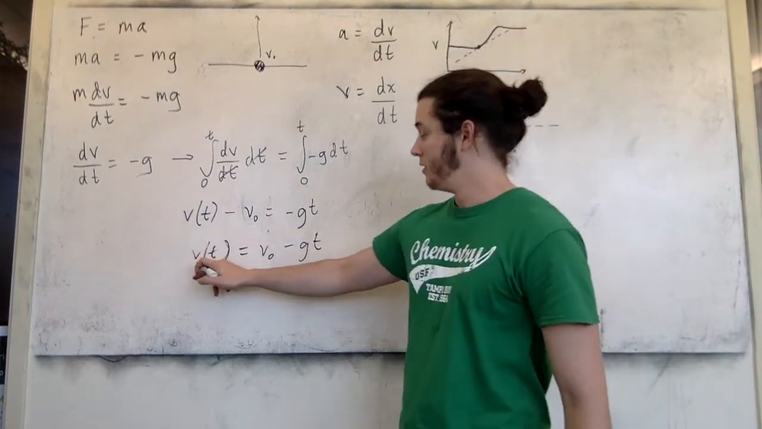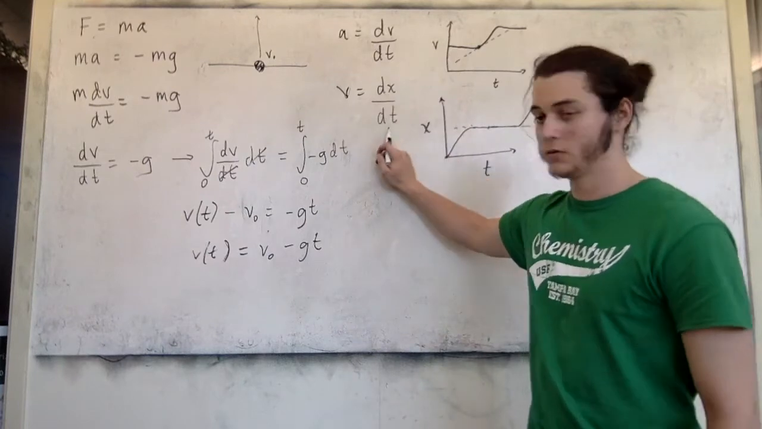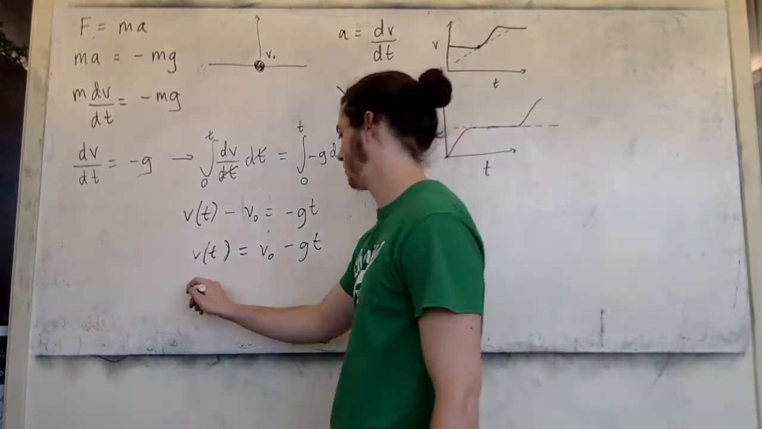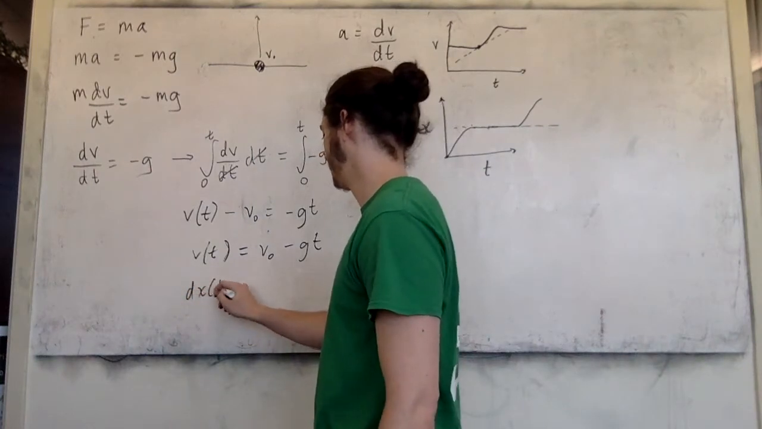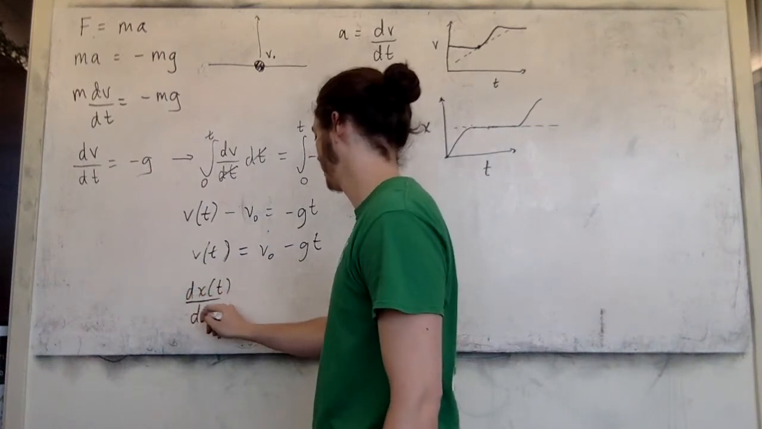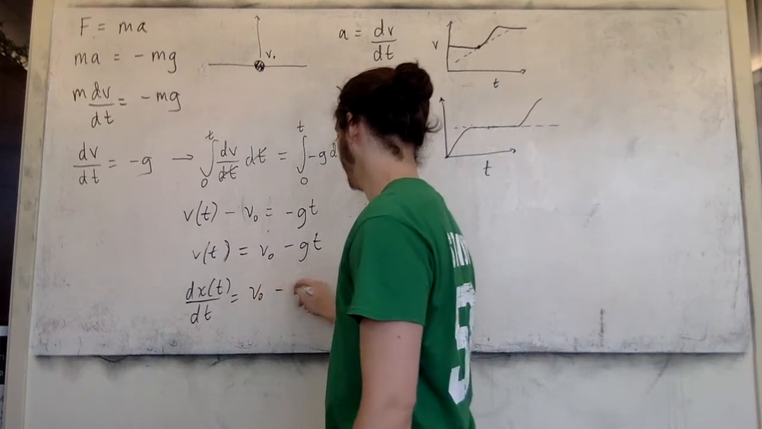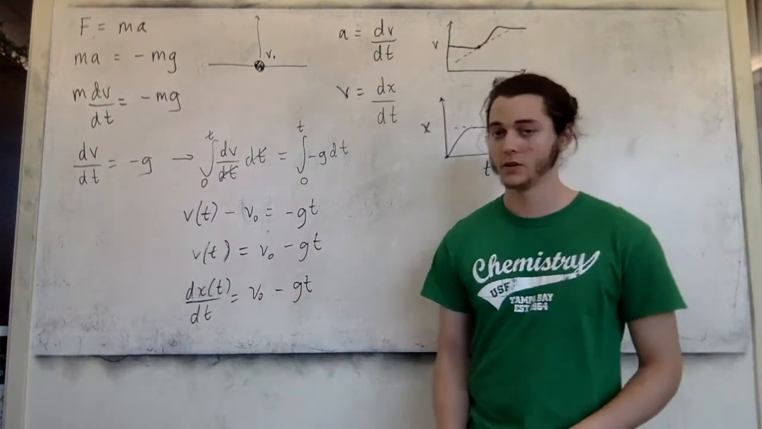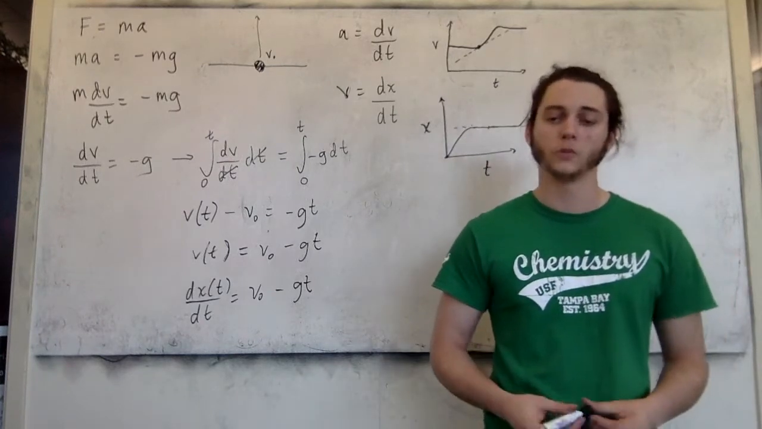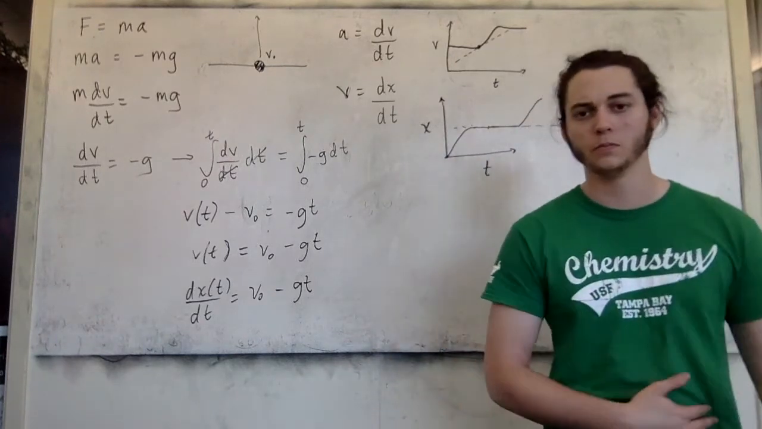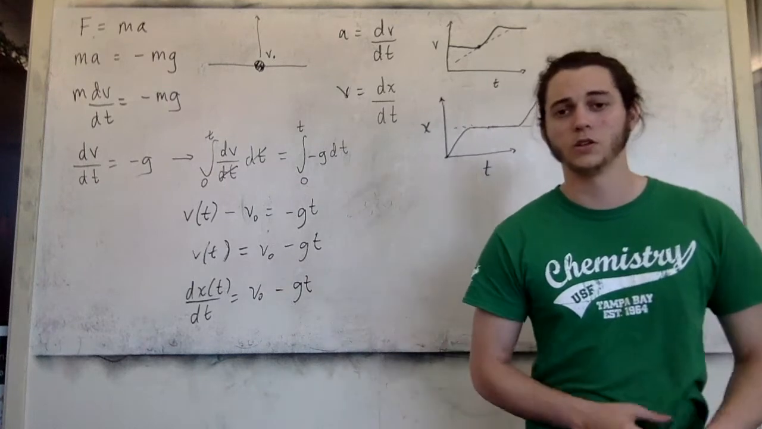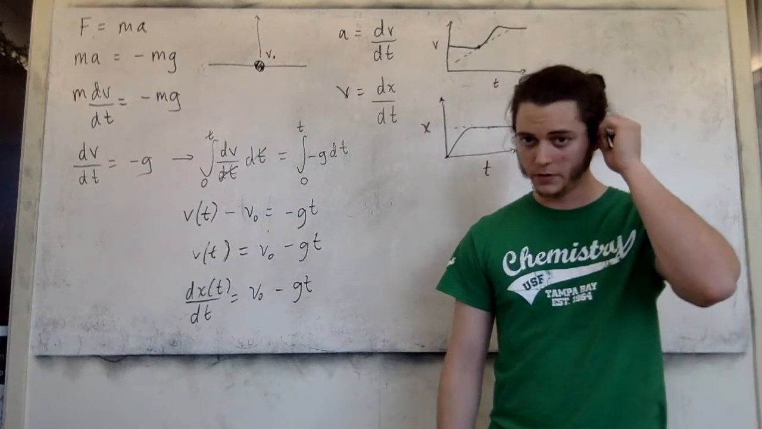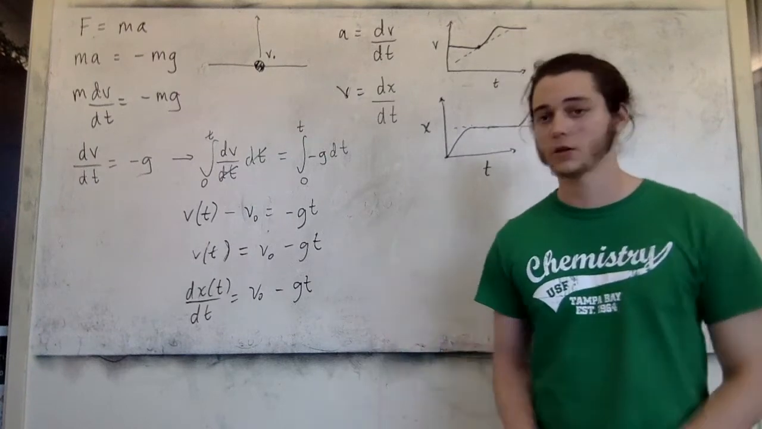So remember that v is dx with respect to t, the way position changes with respect to time. So dx of t with respect to time is v naught minus gt. Simple as that. I'm leaving this v naught because it's already a constant that we already know, so we don't want to express that in terms of some way that position changes with time. We just want to leave it. So we're here now. We're almost to the most interesting equation of kinematics.